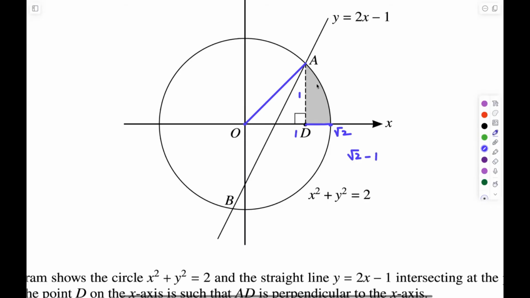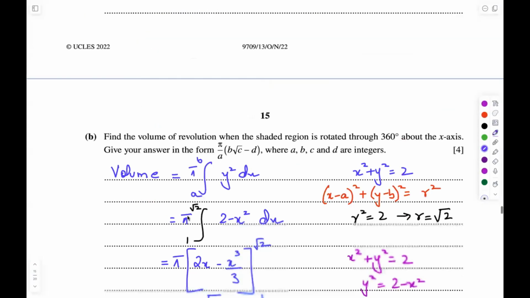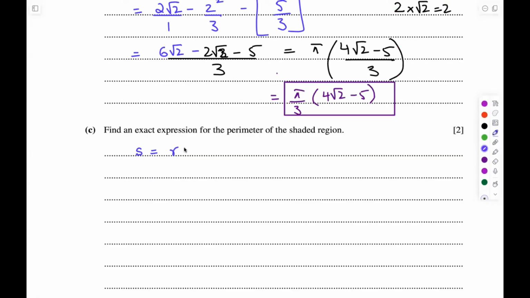Now to find the arc length, we can first find the angle of this sector, and then apply the formula S equals r theta. The radius of the circle is square root of 2, and from A till D, the length is 1. To find this angle, we can use adjacent over hypotenuse, so cos alpha will be equal to 1 upon square root of 2. Cos inverse of 1 upon root 2 will become pi upon 4. So the angle is pi upon 4. Applying the formula for arc length, S equals r theta, radius is square root of 2 multiplied by theta, which is pi upon 4.